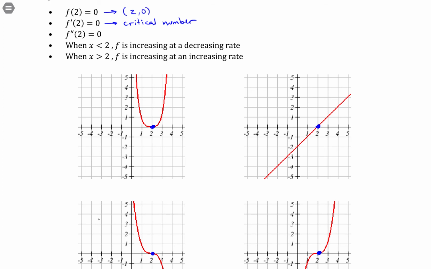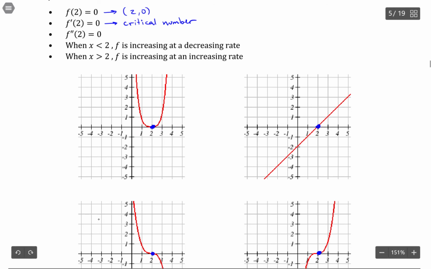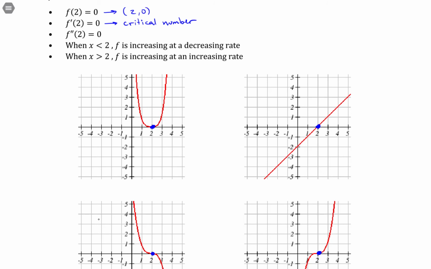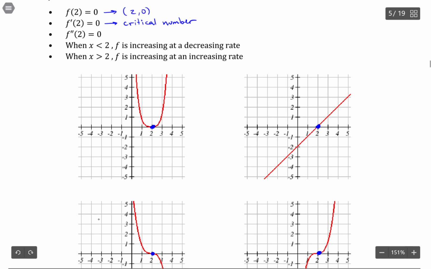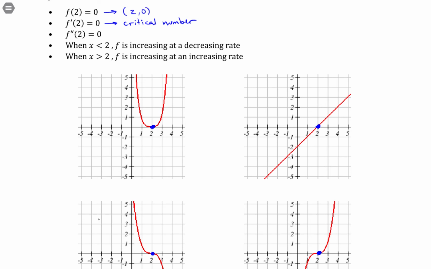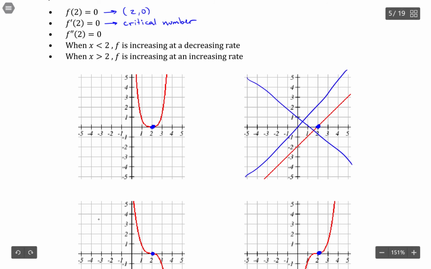So this is a minimum. So that certainly is, we would have a horizontal tangent line there. So that would be a critical number. The second one, this is not a critical number. And the reason is, if you look at the tangent line at any point, the tangent line is non-zero. It's just whatever the slope of this line is. So this is not a critical number. The first derivative at 2 is not equal to 0. So we can go ahead and throw this one out as a possibility.